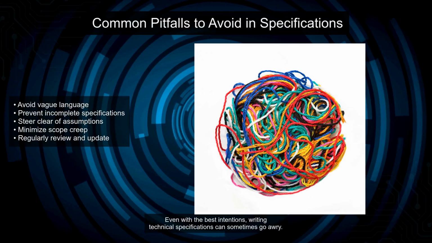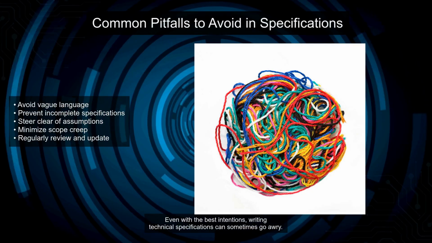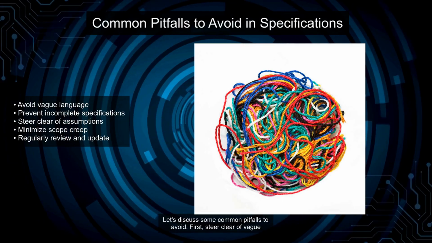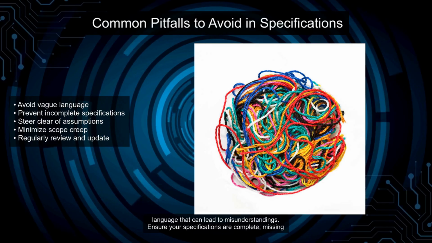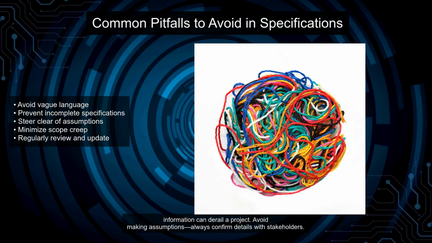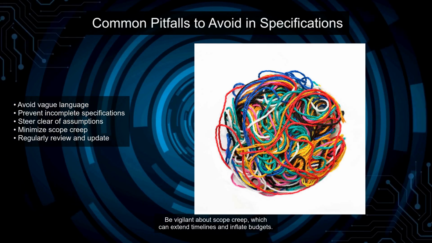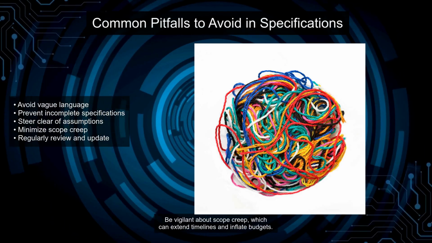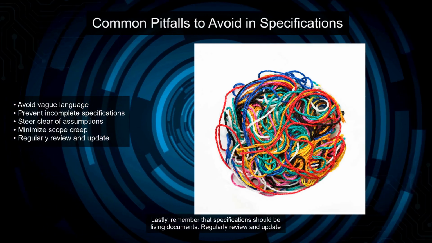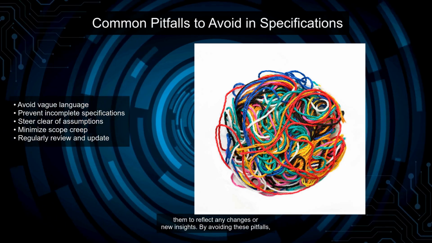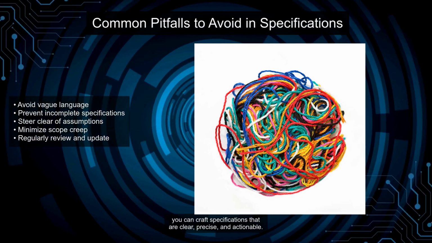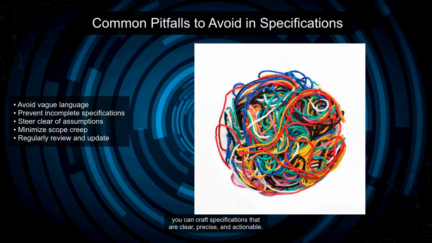Even with the best intentions, writing technical specifications can sometimes go awry. Let's discuss some common pitfalls to avoid. First, steer clear of vague language that can lead to misunderstandings. Ensure your specifications are complete. Missing information can derail a project. Avoid making assumptions, always confirm details with stakeholders. Be vigilant about scope creep, which can extend timelines and inflate budgets. Lastly, remember that specifications should be living documents. Regularly review and update them to reflect any changes or new insights. By avoiding these pitfalls, you can craft specifications that are clear, precise, and actionable.